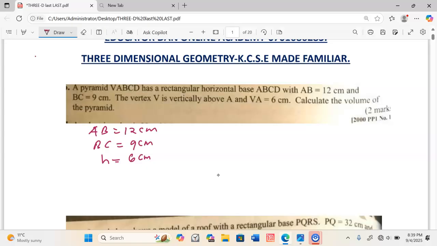In this case now, for us to get the volume of the pyramid, we use a third base area, we multiply by the height. Already we know a third times the base area will be given by the length, which is 12, times the height, which is 9, times of course the vertical height of 6, and this one is going to give us 216 centimeter cubic as the answer to this particular question.